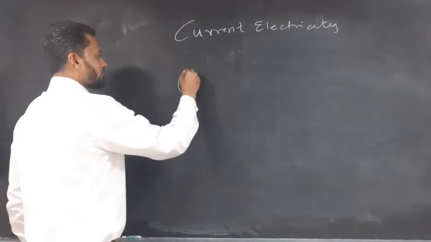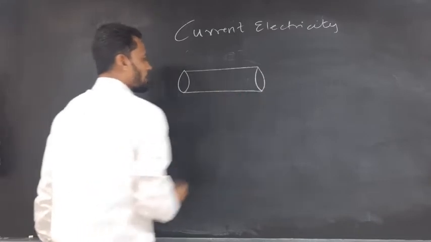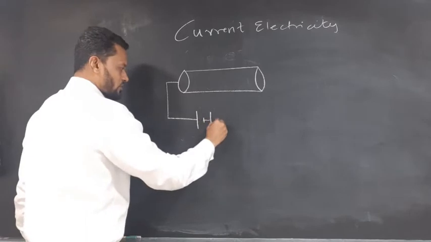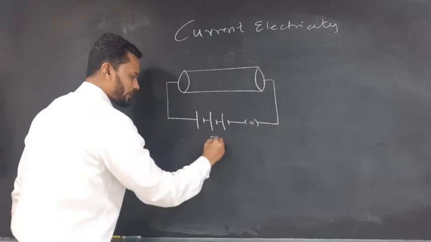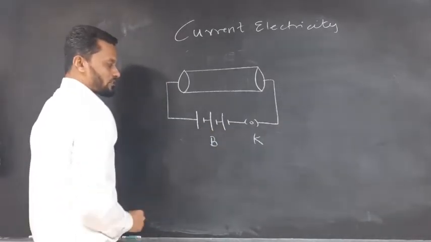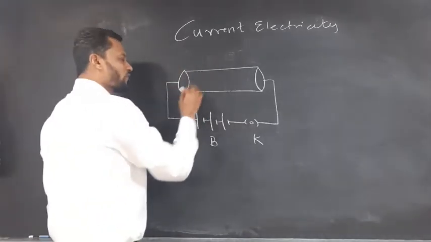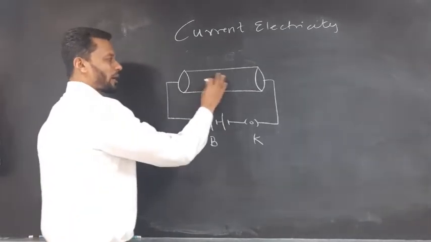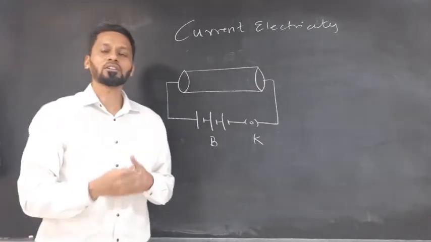Let us say that I have a metallic conductor. Let us connect this particular metallic conductor to a battery, which is denoted this way. This is my battery and this is my plug key. The moment this battery is connected to the given metal, there are already a few electrons inside the metal, and these free electrons are vibrating with that thermal energy which I explained to you. But they do not have a confined direction.